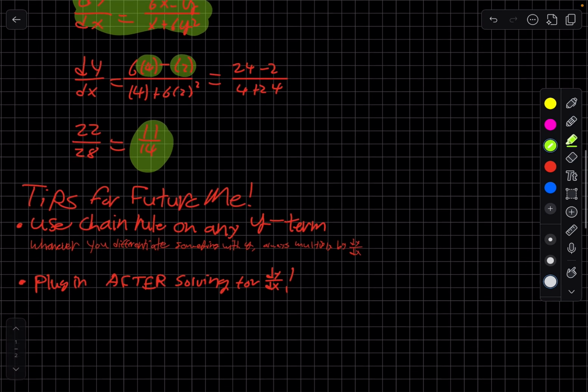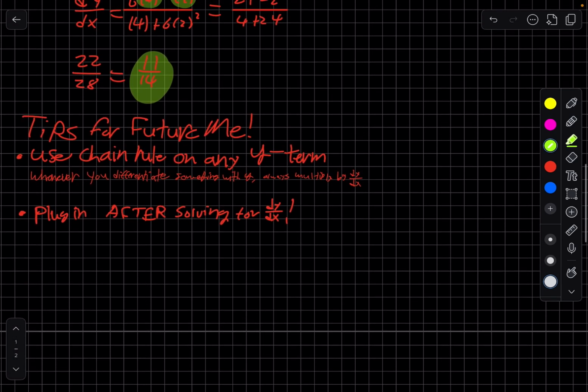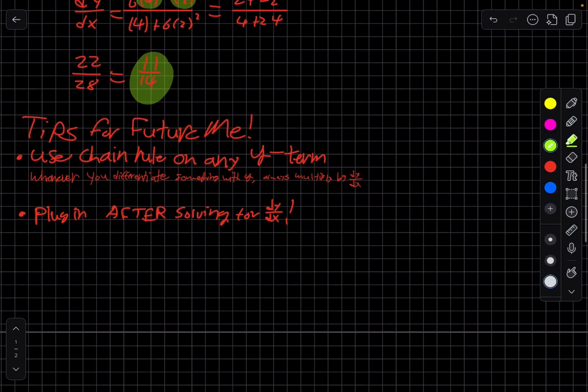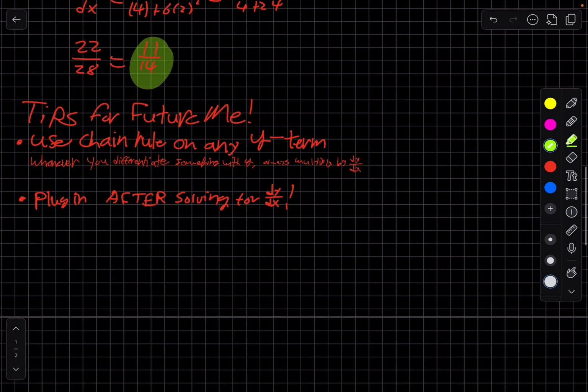And I guess tips for future me. The first one is to use chain rule on any y term because whenever you differentiate something with a y, always multiply it by dy/dx. And just plug in the coordinates after solving for dy/dx.